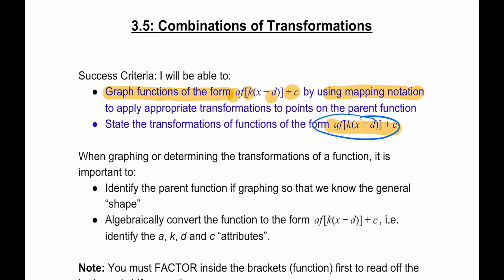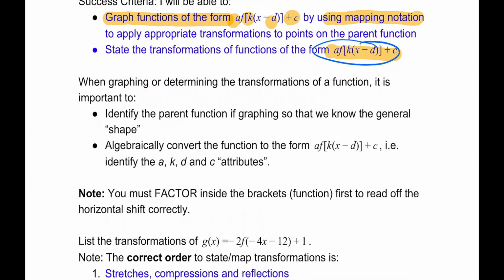So when graphing or determining a transformation of a function, it is really important to identify the parent function, so that we know the general shape of it. If it's a root function, we know it's a shooting arrow. If it's the absolute value function, we know it's the V-shaped graph. If it's the reciprocal, we know it's that graph split into two, in two different quadrants. And then the cubic, we know it's a yin-yang shape, and we can even extend it to something like a quadratic, where we know something is x squared, it's going to be a parabola.